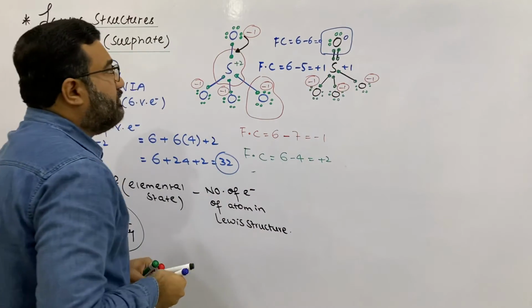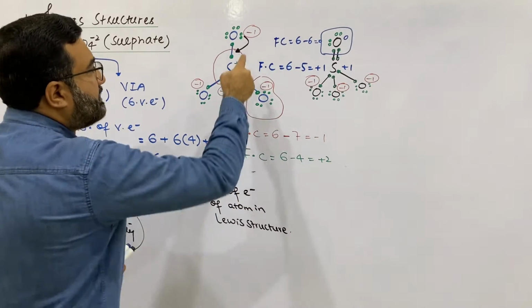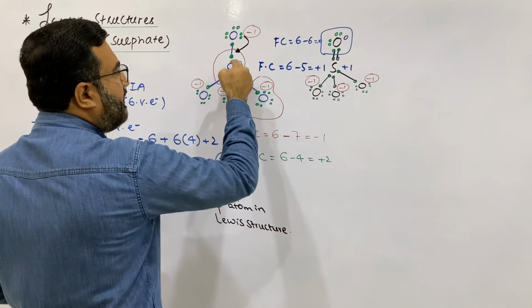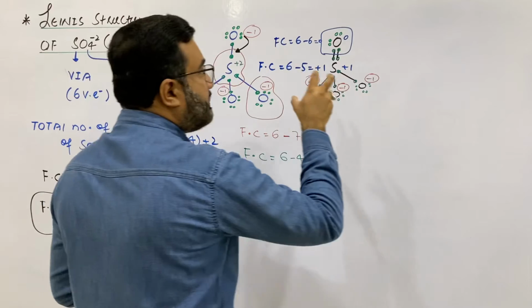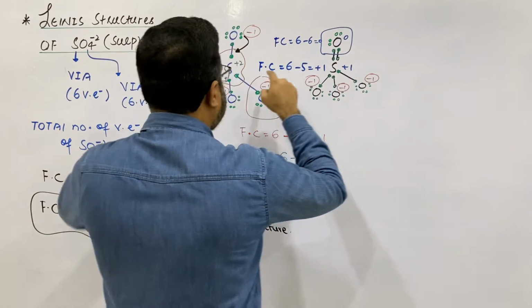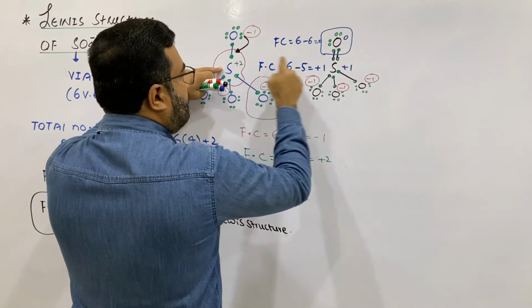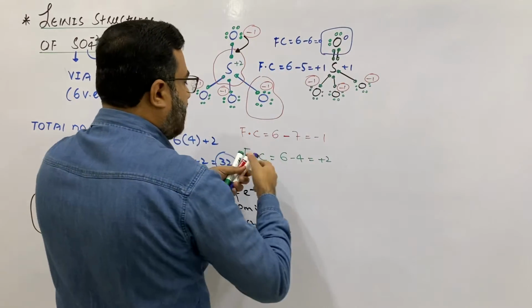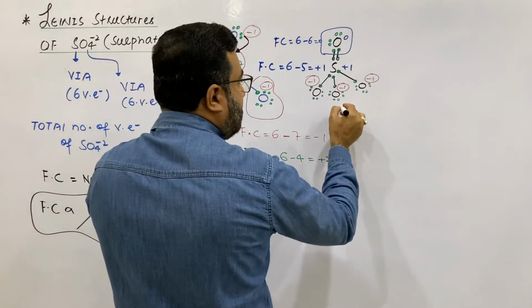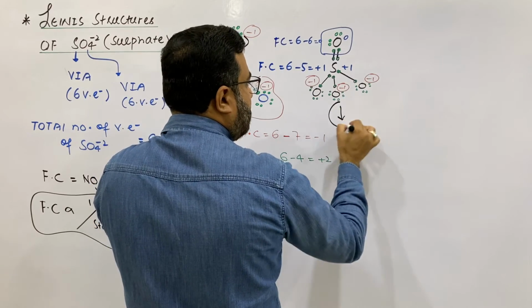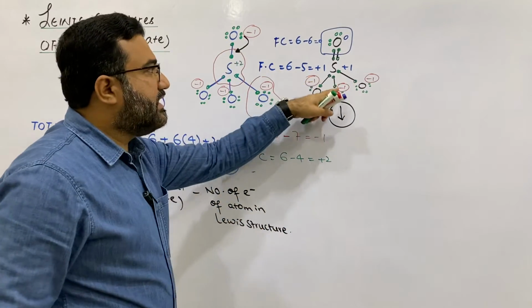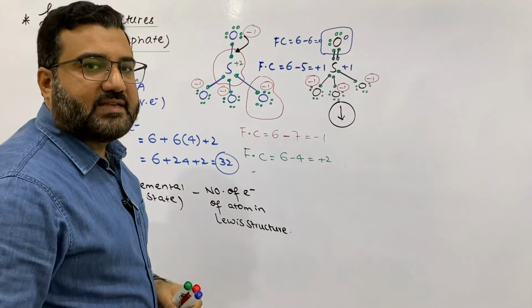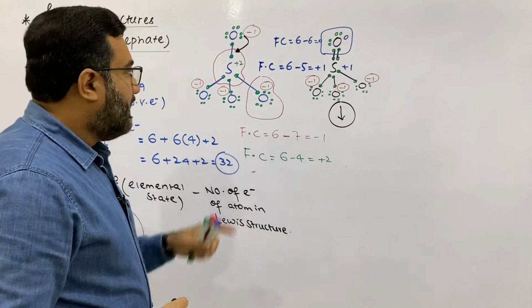It means moving the lone pair of one oxygen atom to form the double bond between oxygen and sulfur has reduced the formal charge of two atoms. Sulfur was +2 before, now it is +1. Oxygen was -1, now it is 0. So the formal charge is somewhat decreased in this structure. It means the stability will increase. So this Lewis structure will be more stable as compared to the first one.